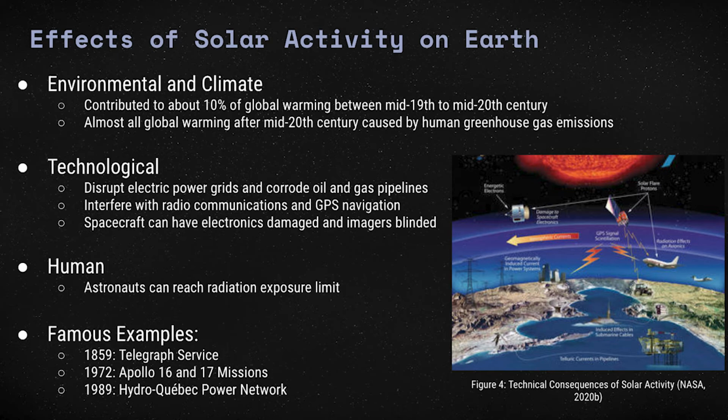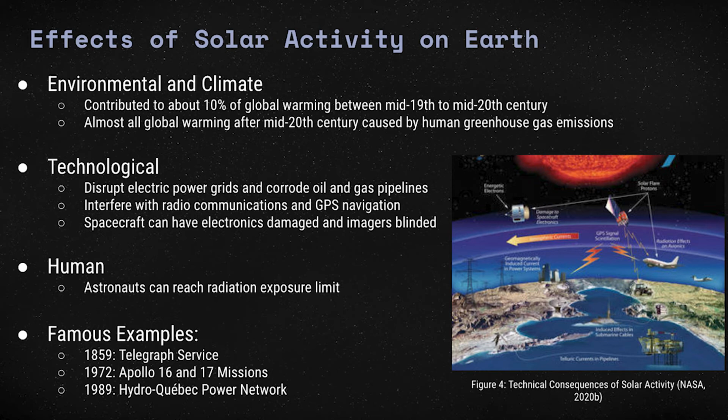For the technological effects of solar activity, we see that they have disrupted electrical power grids, and they can even corrode oil and gas pipelines. When they occur, they interfere with our radio communications and even our GPS navigation. For spacecraft that are in space during a solar event, the spacecraft itself can have the electronics damaged and the imagers used blinded.